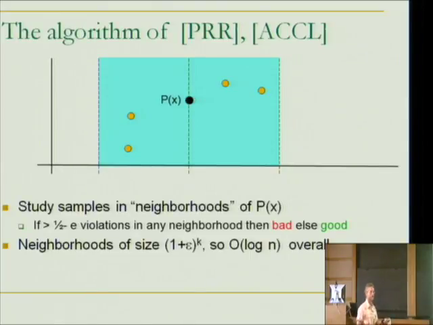And within each neighborhood, do you take a constant number of samples? Within each neighborhood, you take a logarithmic number of samples because you want to make sure that your estimate is good enough. Okay. All right.